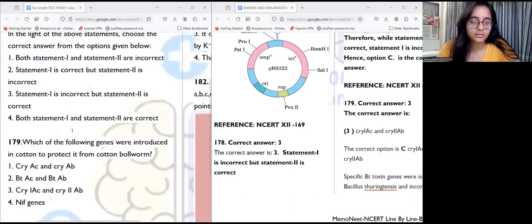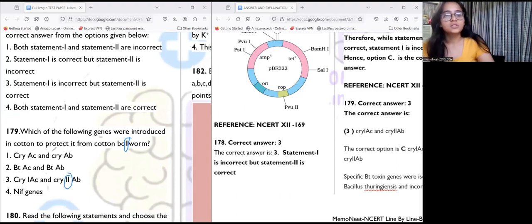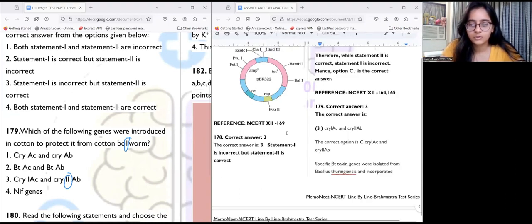Yeah, okay, right. Perfect. So as I've said, what can you all see here? Bollworms. That is two L-like structures. Cry 2AB. What do you see? Two L-like structures. So which of the following were introduced in cotton to protect it from cotton bollworm? Cry 1AC and Cry 2AB. So let's see the answer. The answer for this is answer number 3. Both of these are introduced.